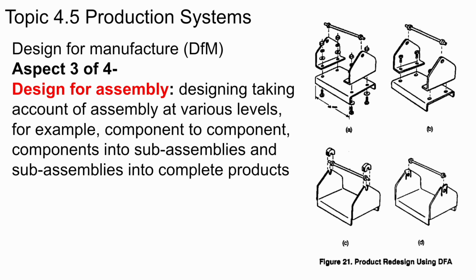Designing for assembly takes into account the assembly at various levels. For example, component to component, component to sub-assemblies, and sub-assemblies to the complete product. And it's also taking into account, can we make things have fewer parts or components? So for instance, if you look at the progression from A through D on this part, you can see that there is a reduction of the number of components as you go from A to D.